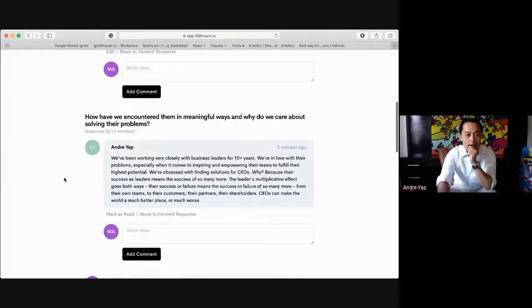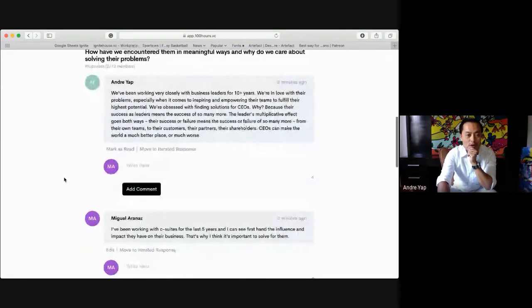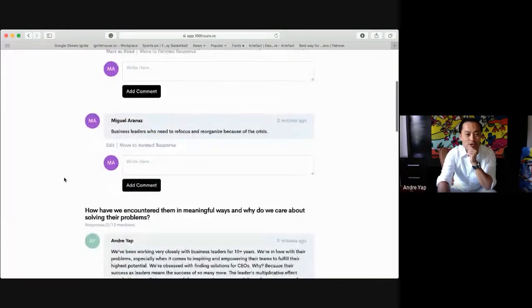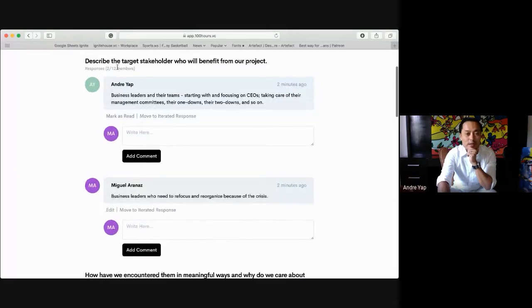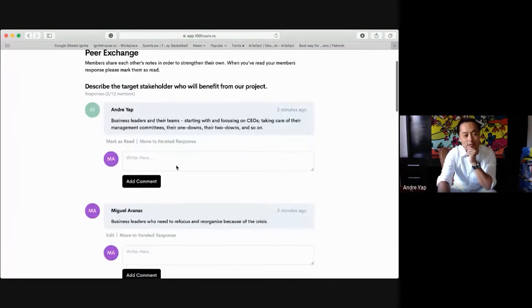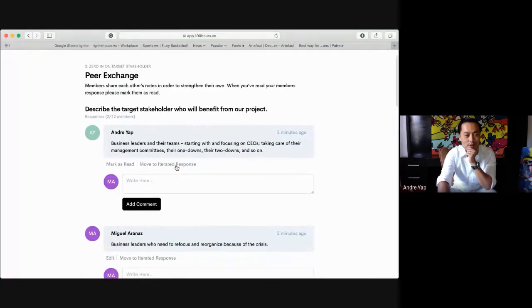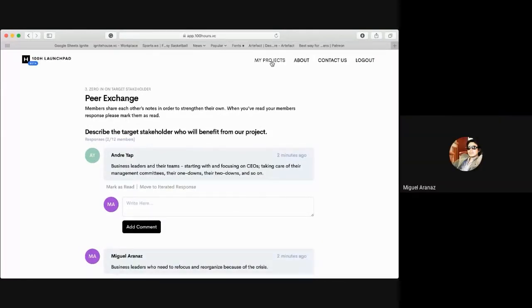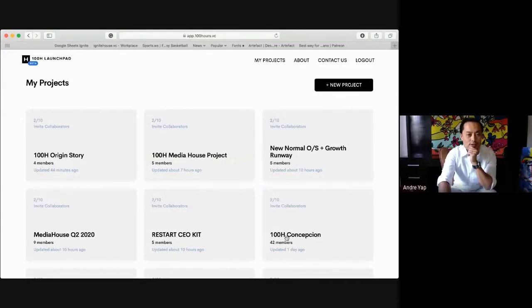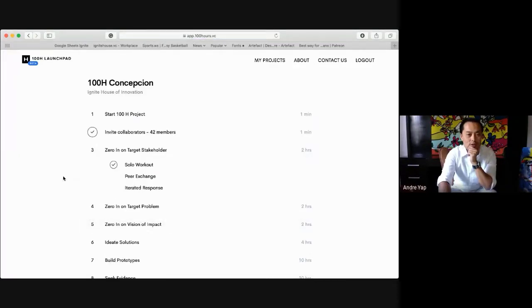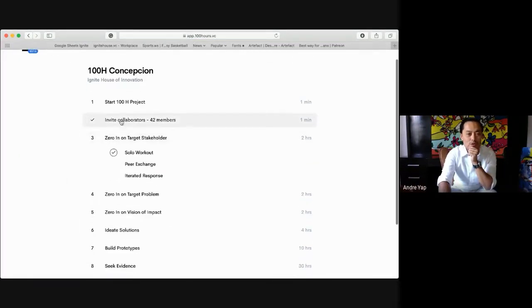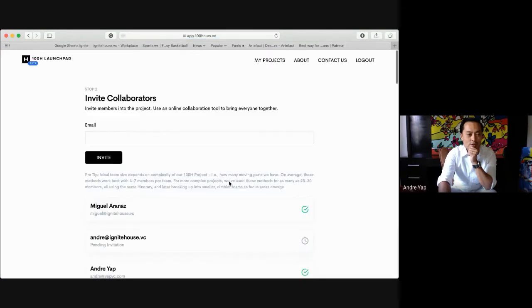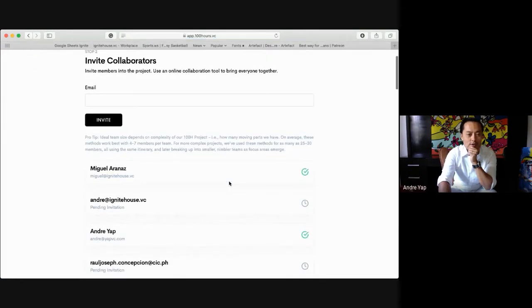So the rest of you who are on the app need to be on this project. Some of you might be in the app, but you started a different project. So obviously we're not going to see your answers. Miguel, if you could go to My Projects, 100H Concepcion, and go to step number 2 so we can show the collaborators here, so we can alert them. This is in your inbox.